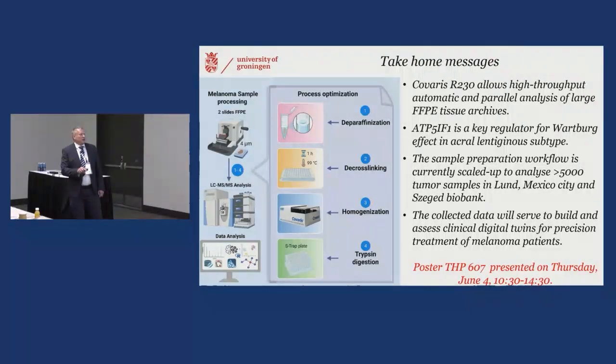And now we are scaling up the workflow to analyze all of our samples, which is more than 5,000 samples obtained from different countries. And basically, we will use this data to build digital twins and to provide precision treatment or optimized treatment for melanoma patients. If you want to hear more about this story, then please come on Thursday to poster 607 in the poster time, and we can have a deeper discussion.